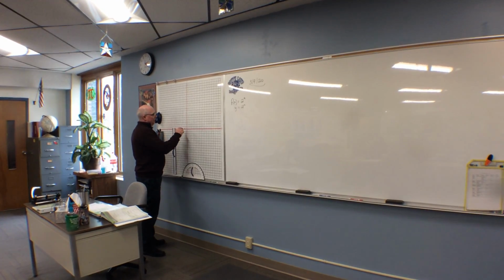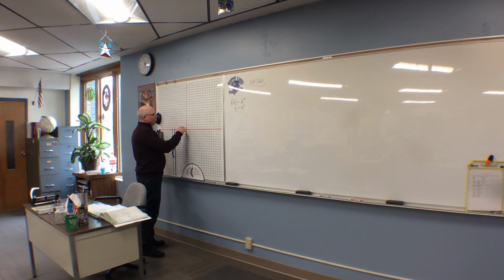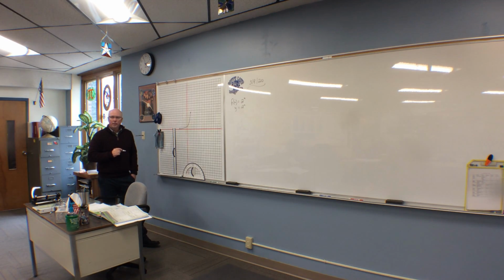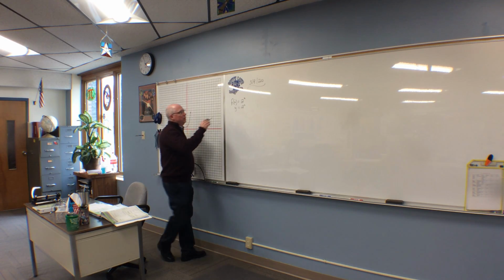If x is 0, we get 1. 2 to the 0 power is 1. If x is 1, we get 2. If x is 2, we get 4. So it looks like that, correct? All right. And it comes down, if you remember, it uses the x-axis as an asymptote. You remember that? Okay.